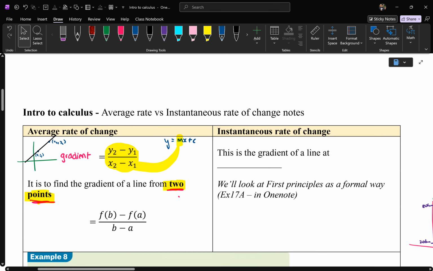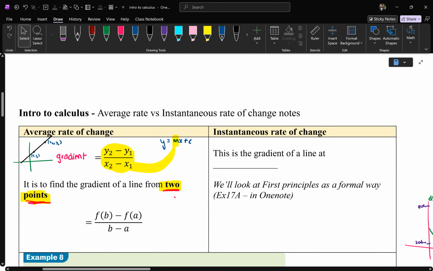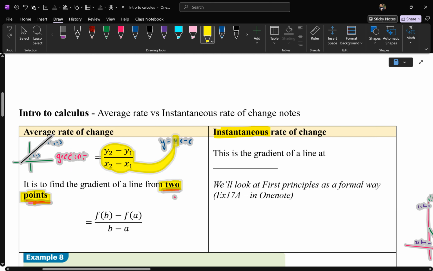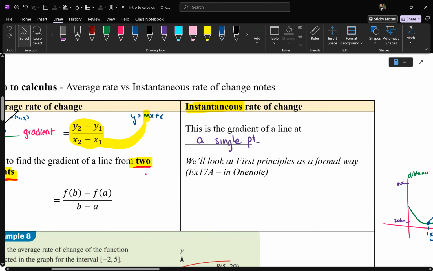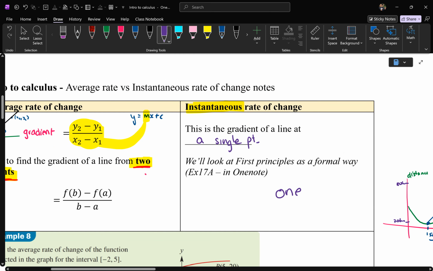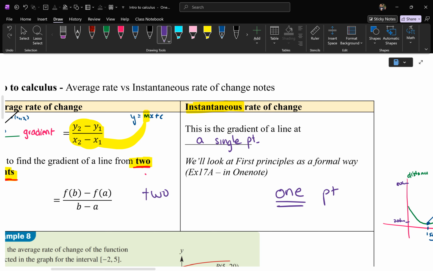What makes it a senior level theory is that this time, when we say instantaneous rate, we're asking you, what is the gradient at a single point in time? That means the difference between instantaneous and average rate is the fact that you need only 1 point versus 2 points.